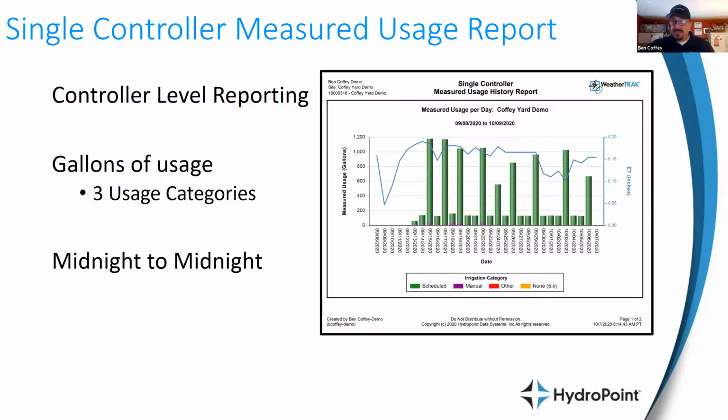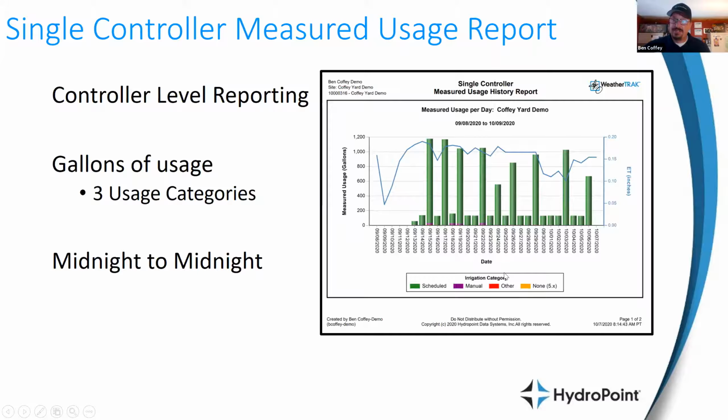So scheduled usage comes from the controller, right? It comes from the schedule. Doesn't matter whether it's auto mode or user mode, that is part of your irrigation schedule. Purple is manual irrigation. So whether you're pushing buttons at the controller or sending that signal from WeatherTRAK mobile or WeatherTRAK.net, anytime it's manual irrigation, it's tracked in purple.